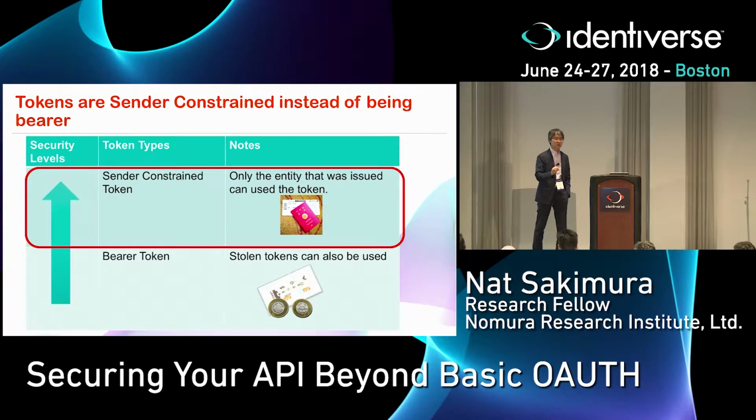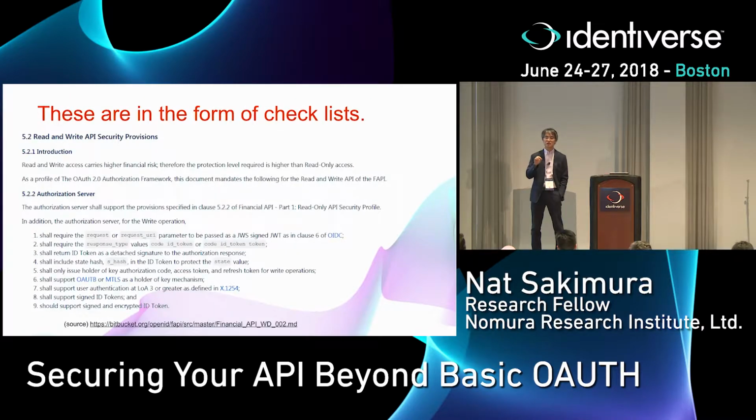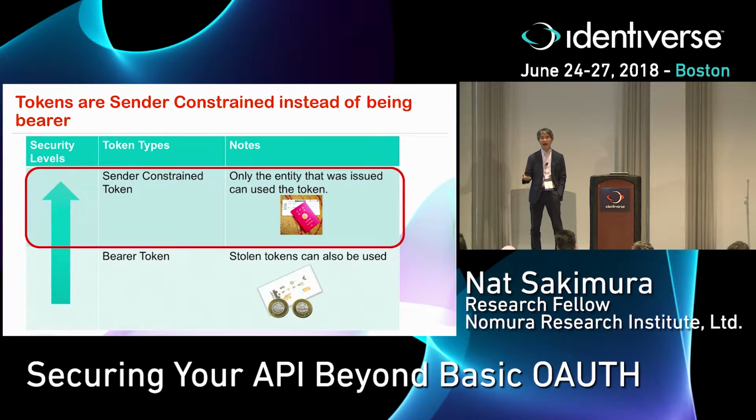So in the case of OAuth, if the resource server goes rogue or gets hacked, and the attacker gets hold of that bearer token, then that bearer token can be used by that attacker.